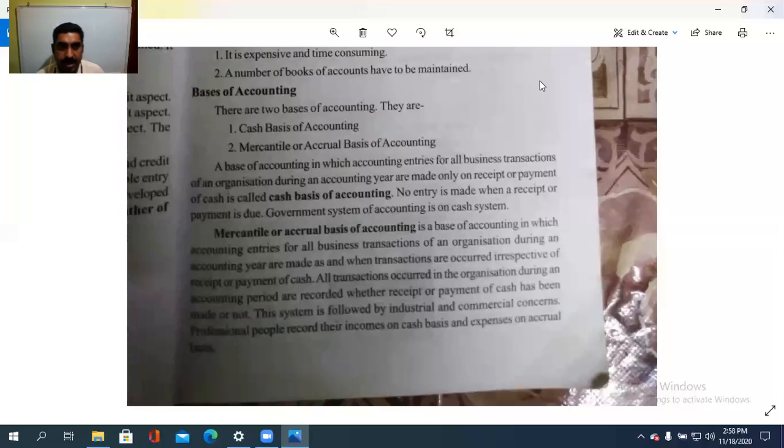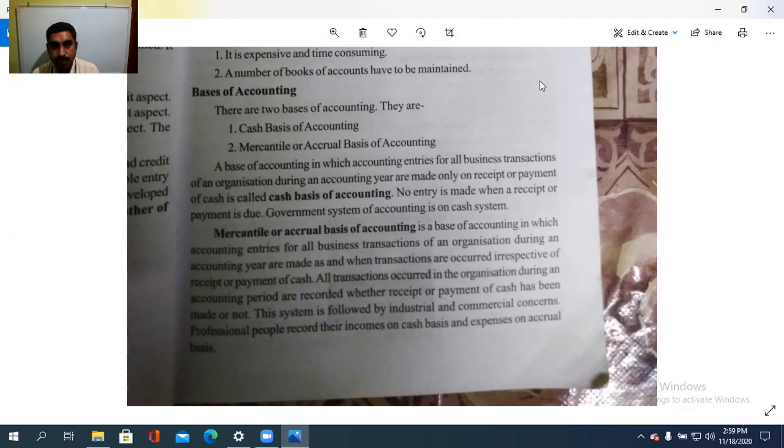So in continuation with that, what are the bases of accounting? Two methods, or two bases, are there. One is cash basis of accounting and another one is mercantile or accrual basis of accounting. We need to see that one. Either one question will be asked from this section: cash basis of accounting or mercantile or accrual basis of accounting.